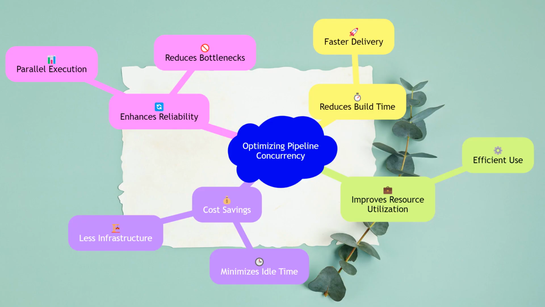Optimizing pipeline concurrency offers several benefits. Firstly, it reduces the overall time required for builds and releases, enabling faster delivery of software updates. Secondly, it improves resource utilization by ensuring that available resources are used efficiently. Thirdly, it can lead to cost savings by minimizing idle time and reducing the need for additional infrastructure. Lastly, optimized concurrency enhances the reliability and consistency of the pipeline, as tasks are executed in parallel, reducing the risk of bottlenecks.